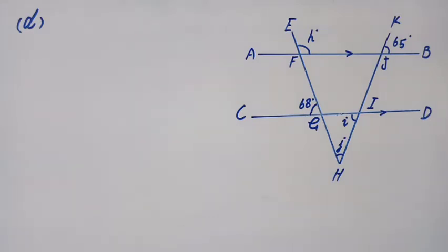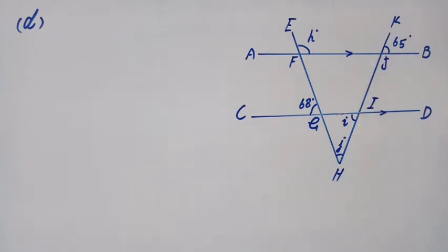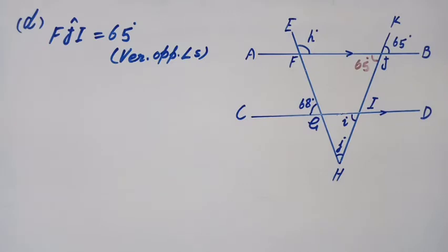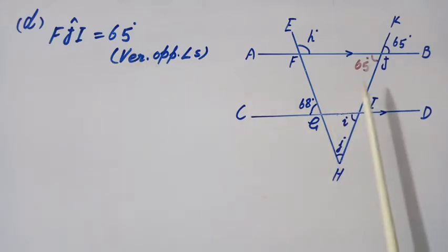Over here angle KJB is 65 degrees. Don't you think that FJI would also be 65 degrees? Why? Because of vertically opposite angles, right? So FJI is equal to 65 degrees. Why? Because of vertically opposite angles. These are vertically opposite angles.